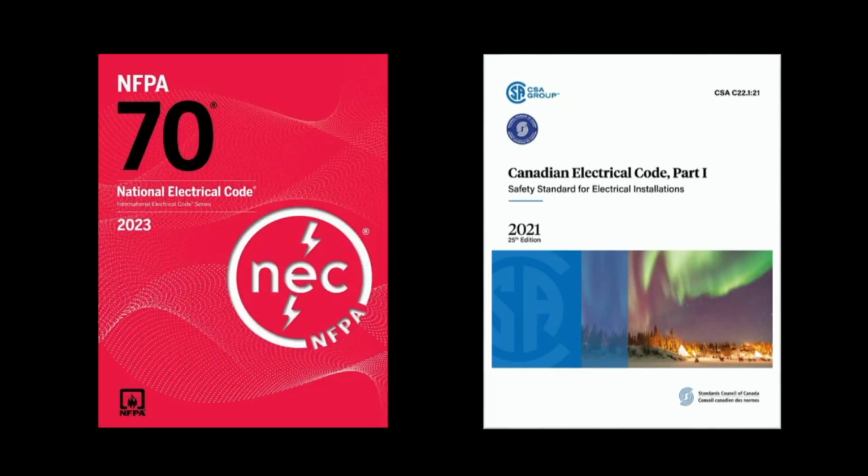Next, we have NFPA 70 and Canadian Electrical Code Part 1. Both documents are codes. Again, they're standards adopted by the jurisdiction and enforced. And both of them have requirements for how to safely install electrical equipment.